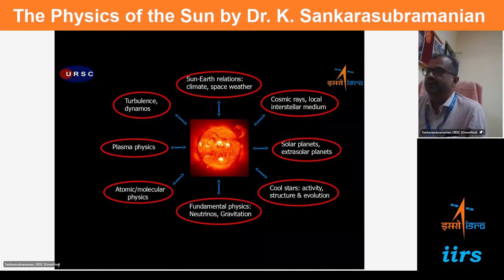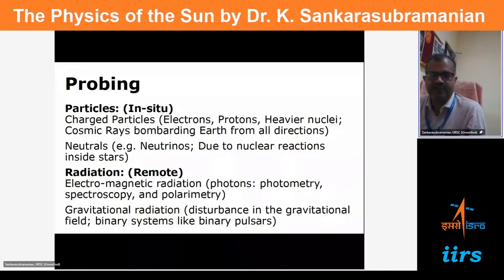Now I'll talk about a few aspects of how we probe them. Since, as I said, the distance is pretty large, it's not easy to go near the object and study it. So the only way we study them is through particles and radiations. The radiations are nothing but electromagnetic radiations, in the visible part, IR part, as well as the radio, all the electromagnetic radiations you can think of, emitted by the Sun.